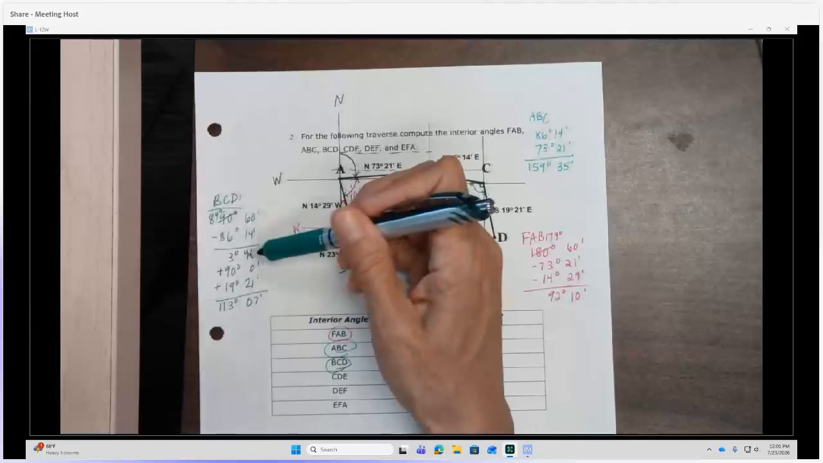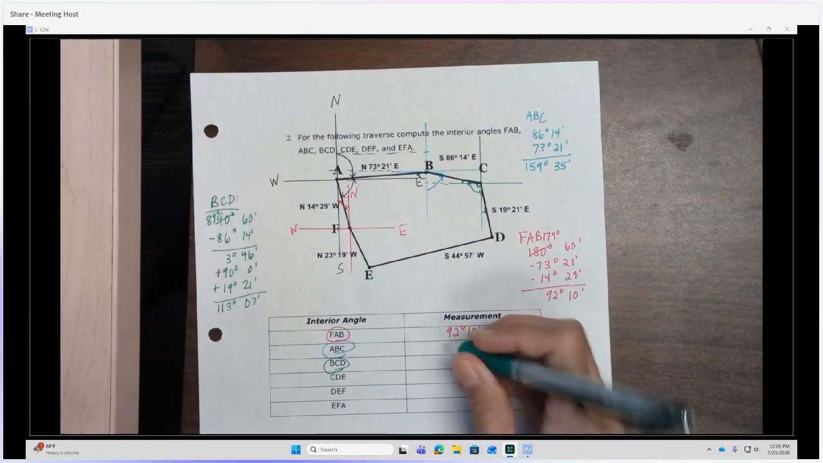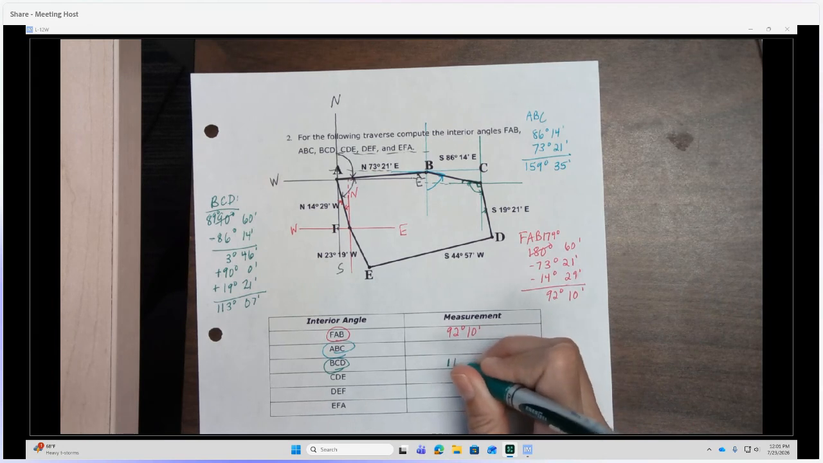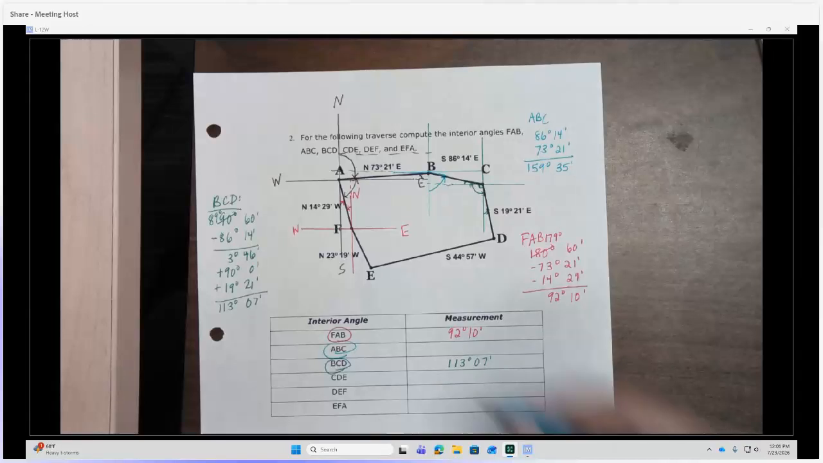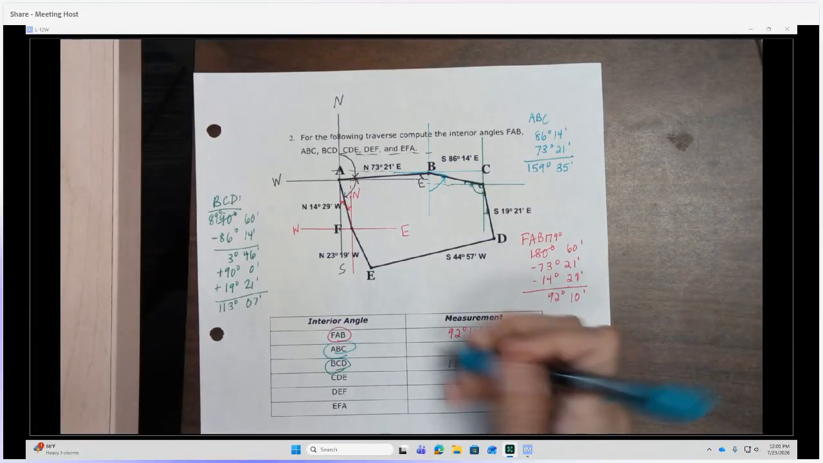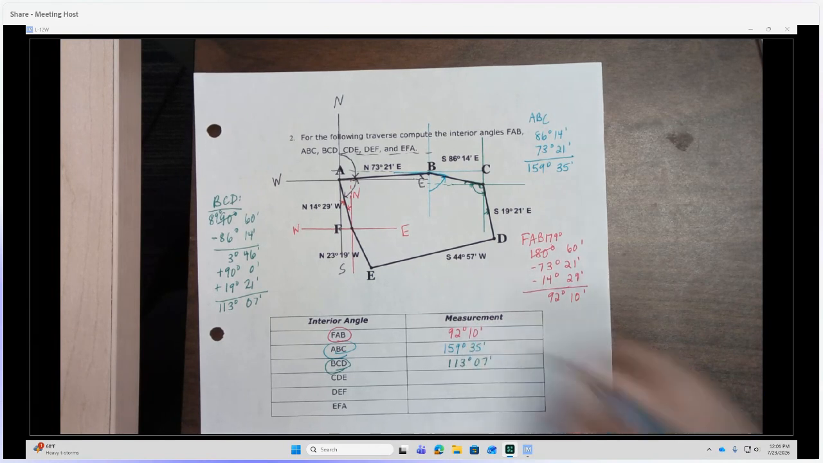So I'll get that 6 here and I'll roll that over there so I have an extra degree. So I didn't put the other one in there. 113 degrees, 7 minutes, and this one was 159 degrees, 35 minutes.